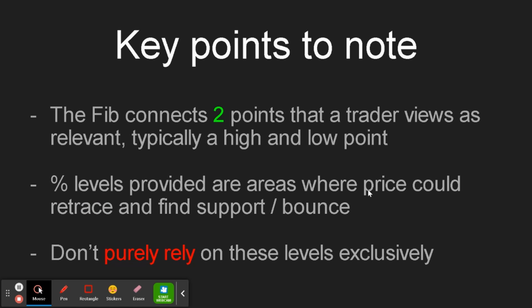The fib connects just 2 points that a trader deems relevant, typically a swing high or low, or vice versa. The percentage levels provided are areas where price could retrace and find support. And please, don't purely rely on the fib levels. Do not enter a trade just because price touched one of the fib levels. Use it as confluence to areas of previous support or resistance. Now, I'll move on to some examples on the charts.